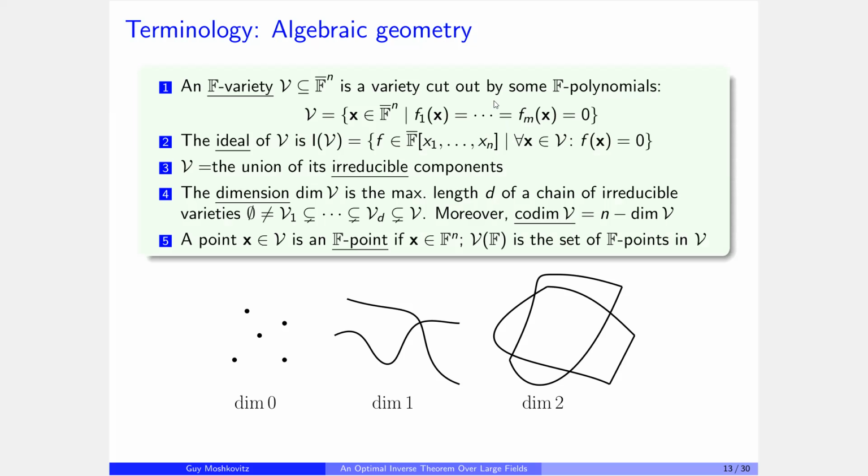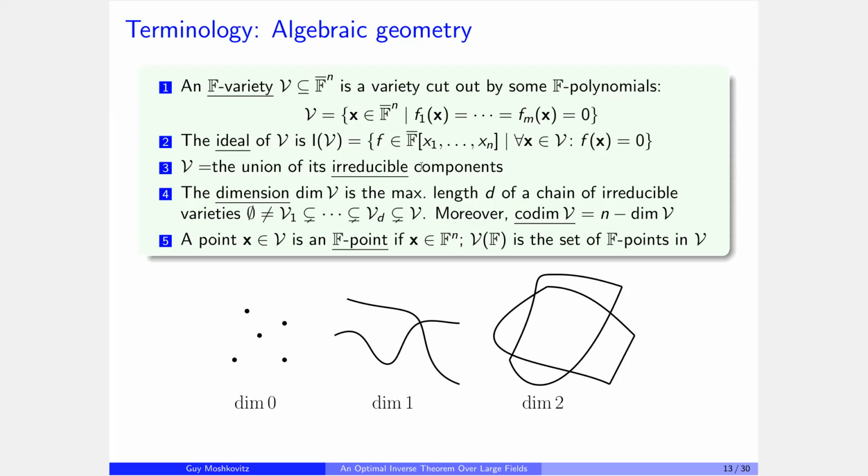And once we agree to talk about solutions in the algebraic closure, then suddenly the tools of algebraic geometry are available to us. And we say that a variety is defined over the field F, or an F variety, if it's cut out by polynomials, if it's defined by polynomials with coefficients in the field F.